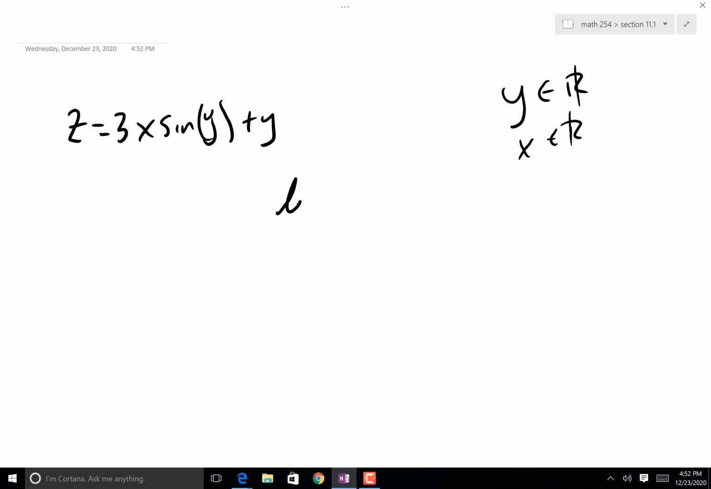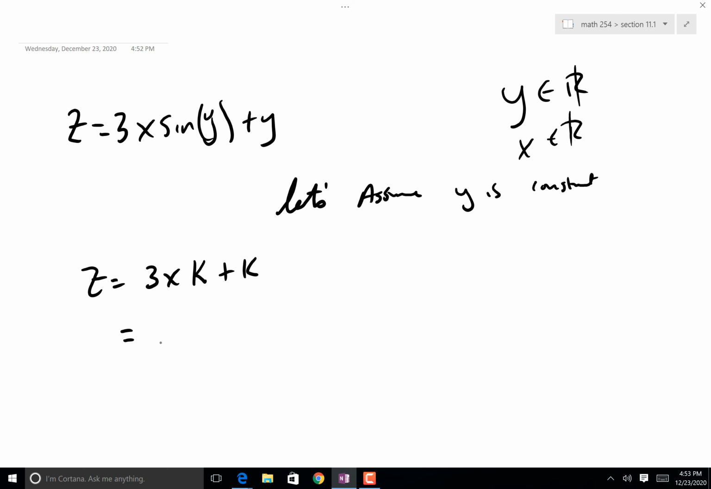Now let's assume that y is constant. Then I just see 3x times some constant value, because the sine of a constant is going to be a constant, plus a constant. So this looks an awful lot like some constant times x plus a different constant, because 3 times k is a different constant than just k.